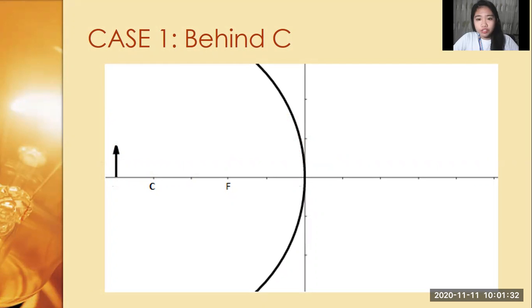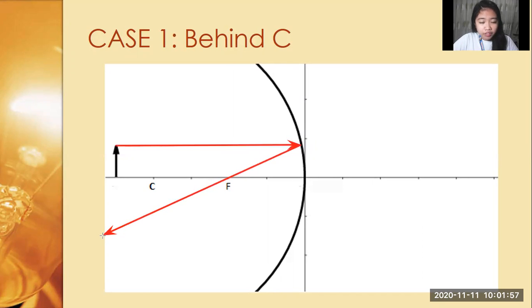So I'm going to use again different colors. So red for SR1. So again, this is how you're going to put SR1. Parallel to the principal axis. And then for the incident ray, so that's for the incident ray, and then for the reflected ray, it should pass through the focal point.